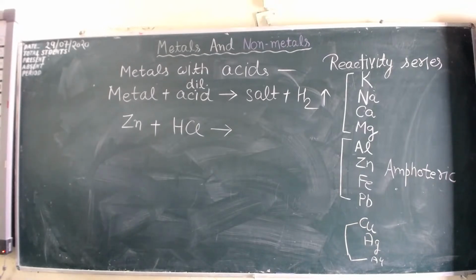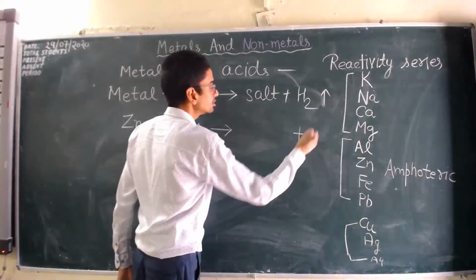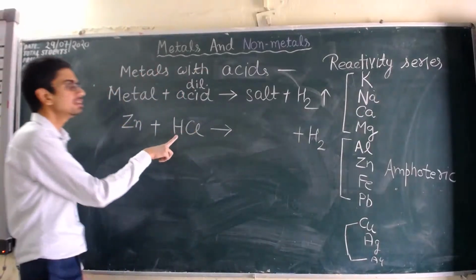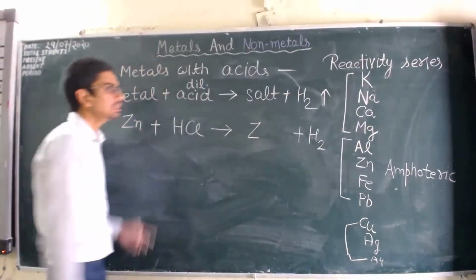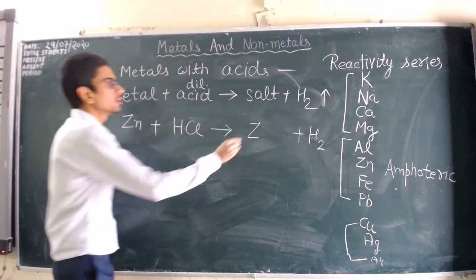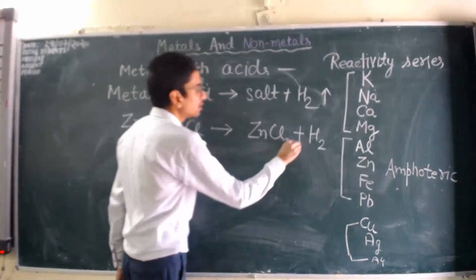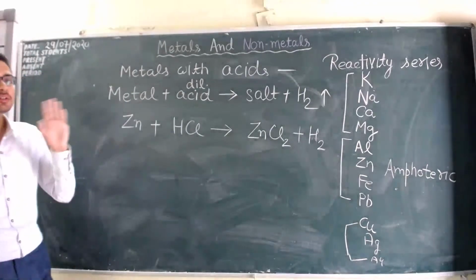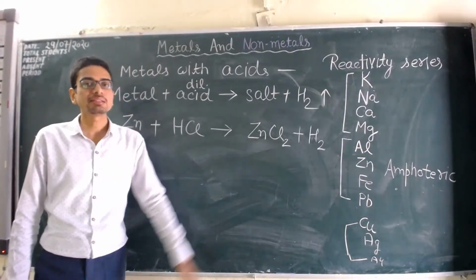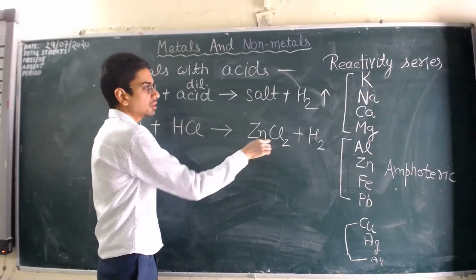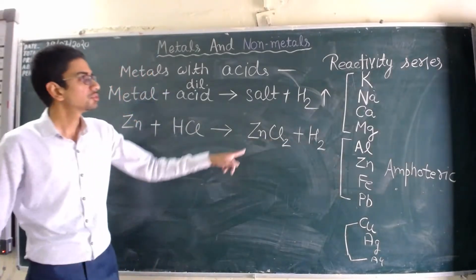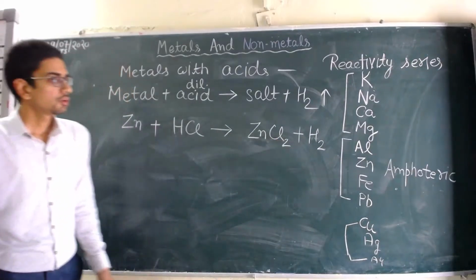Write down this reaction. Salt, hydrogen gas will be released, and so when H2 is released, what will the salt be made from? From zinc and chloride. Any salt is generally made from a metal and a non-metal. Zinc is a metal, Cl is a non-metal. You should remember the formula of zinc chloride. Zinc chloride is ZnCl2 because the valency of zinc is 2 and chlorine valency is 1. Okay, so ZnCl2 plus H2.